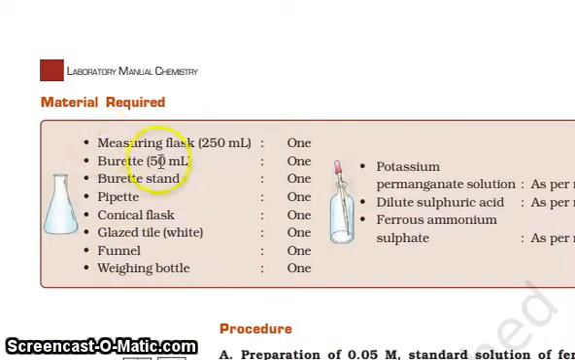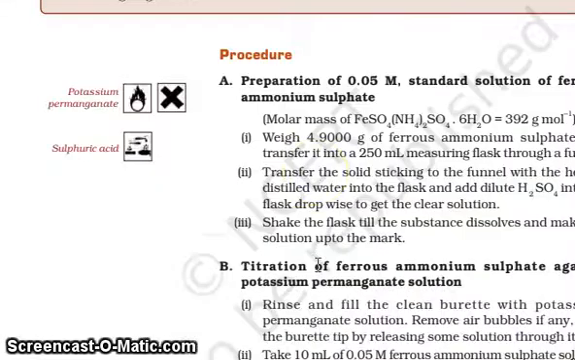Now friends, material required: measuring flask 250 ml, burette 50 ml, burette stand, pipette, conical flask, glazed tile, white funnel, weighing bottle, potassium permanganate solution as per need, dilute sulfuric acid as per need, ferrous ammonium sulfate as per need. So just remember this symbol. This is the symbol for potassium permanganate and this is for sulfuric acid.